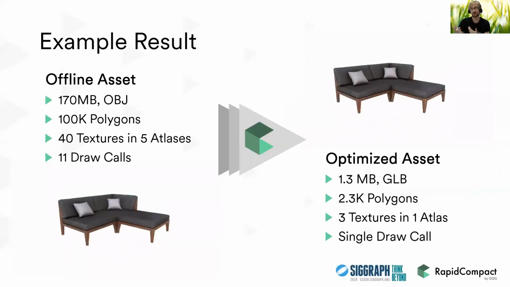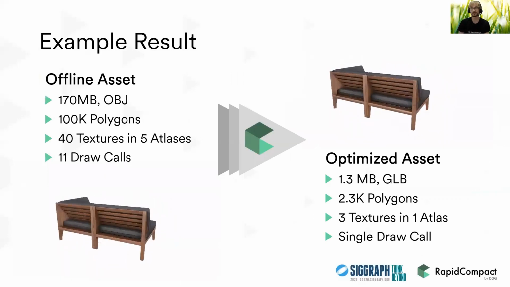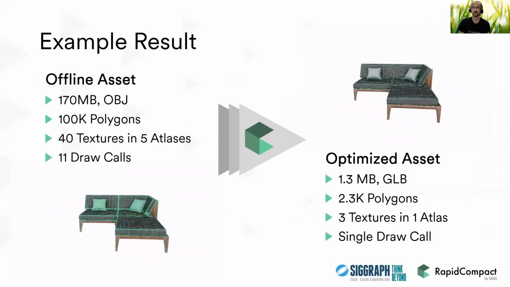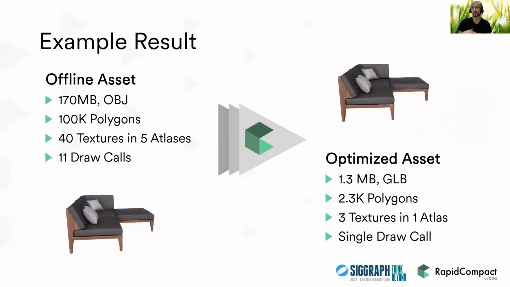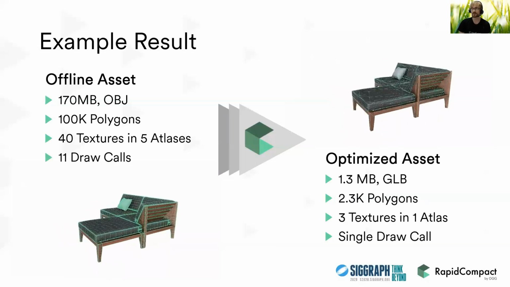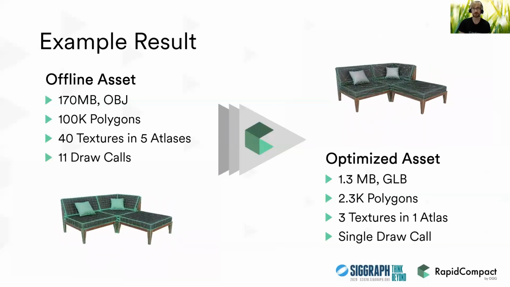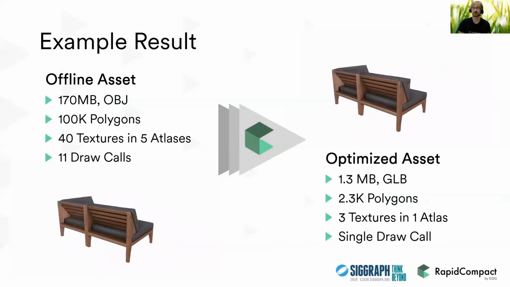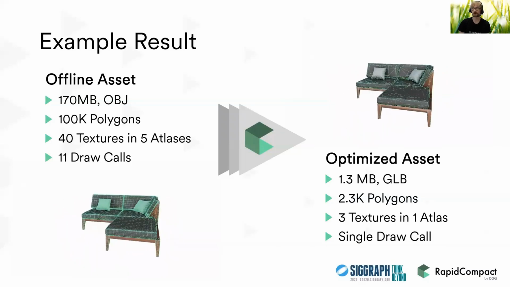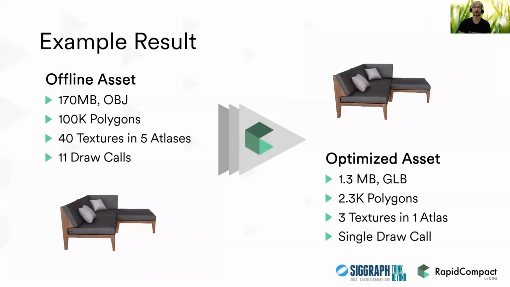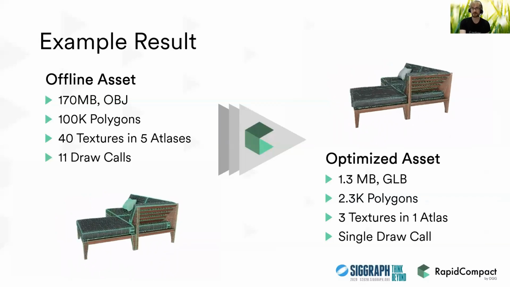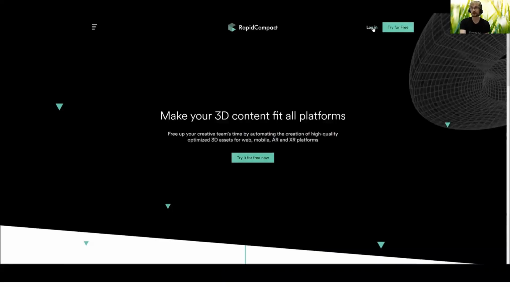As you can see, both of the assets are visually nearly identical, but the one on the left was an offline asset created for a CGI project. It has 170 megabytes in OBJ format, while the asset on the right-hand side is only 1.3 megabytes in GLB format. Highly efficient to render, and not only to transmit, because it consists only of a single draw call and 3 textures in one atlas. So it has a normal map, base color, and an ORM map, and only 2.3K polygons instead of 100K polygons in the original.